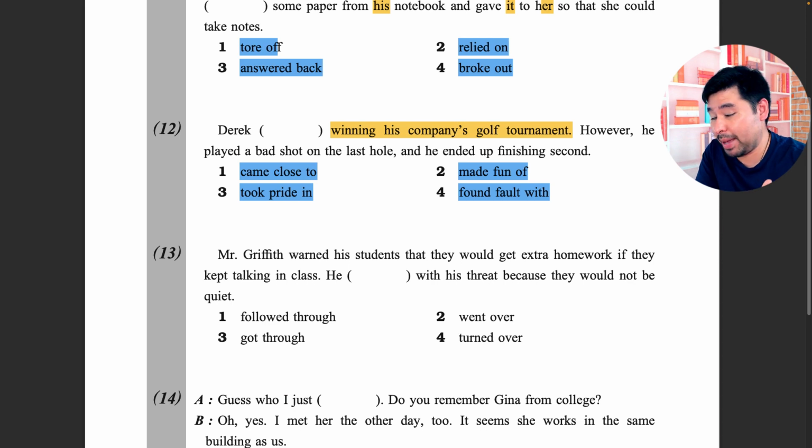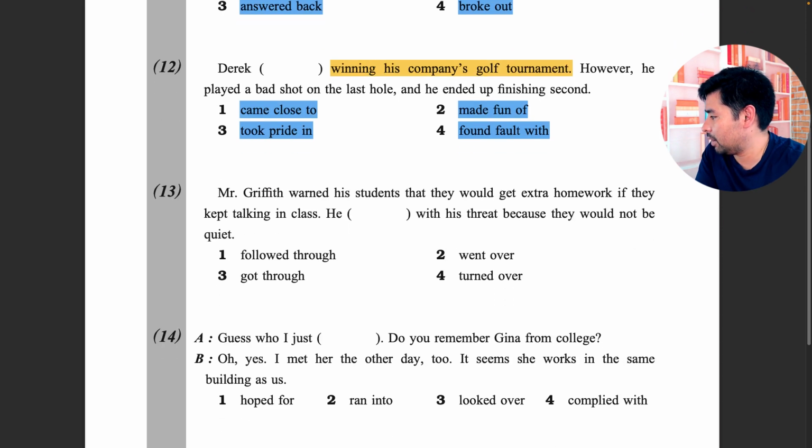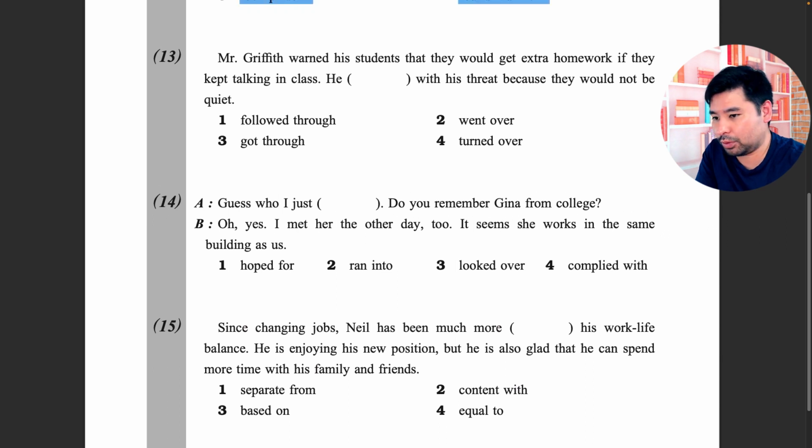Which one do you think fits best on this one? And then we have number 13. So what do we have here? Mr. Griffith warned his students that they would get extra homework if they kept talking in class. So he, with his threat, a good word, because they would not be quiet.